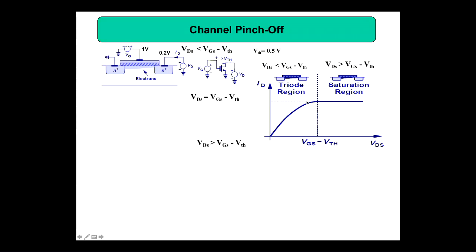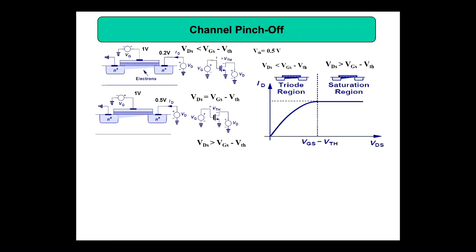You can decide by applying different voltages which point is in the triode region. Here if you connect 1 volt, and then here 0.5 volt, then you are at the edge of the triode region, because now VDS equals 1 volt... VGS minus VTH equals 1 volt minus 0.5 volt, so 0.5 equals 0.5. So VDS equals VGS minus VTH, and this one is operating at the edge of the triode region, so this point.